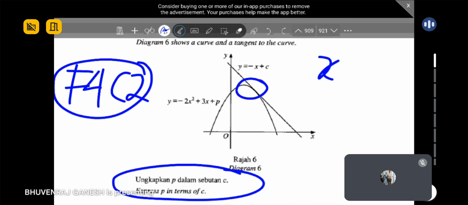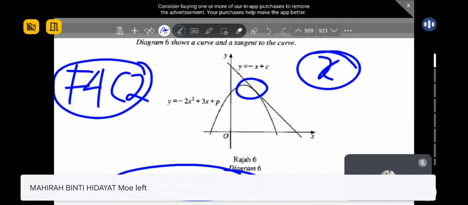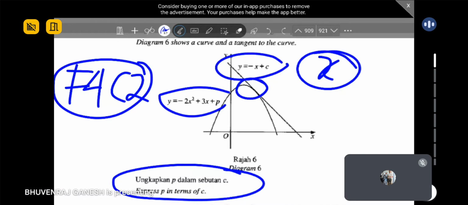Yes, the answer is one, guys. Sebab ada satu saja titik persilangan. There is only one intersection point. So when you have one intersection point, definitely you got only one x. Am I right? Kamu akan ada hanya satu jawapan. Only one answer. So means that one x. Okay. So you just need to equalize these two equations. Okay, samakan dua-dua persamaan ni.